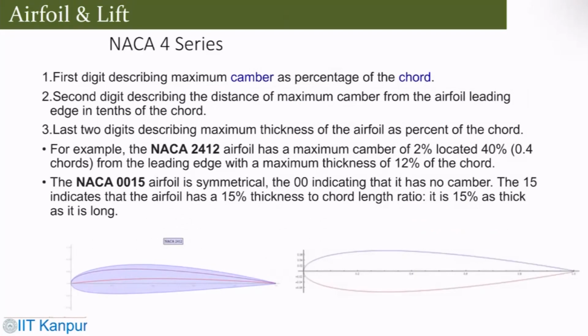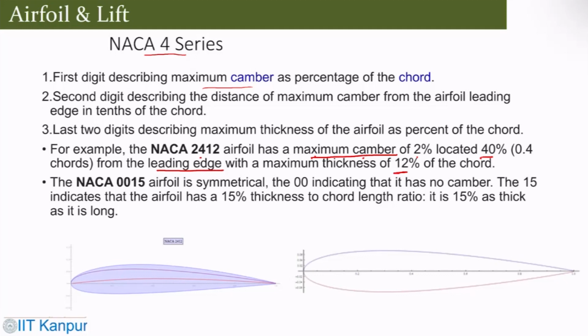Let's start with the 4-digit series. So the first digit here, that is 2, describes the maximum camber as a percentage of chord. So this 2 is 2%, a maximum camber of 2%. The second digit describes the distance of maximum camber from the airfoil leading edge in tenths of chord. So here the 4 means the maximum camber is located at 40%, or 0.4 of chord, from the leading edge. And the last 2 digits define the thickness, with a maximum thickness of 12%.